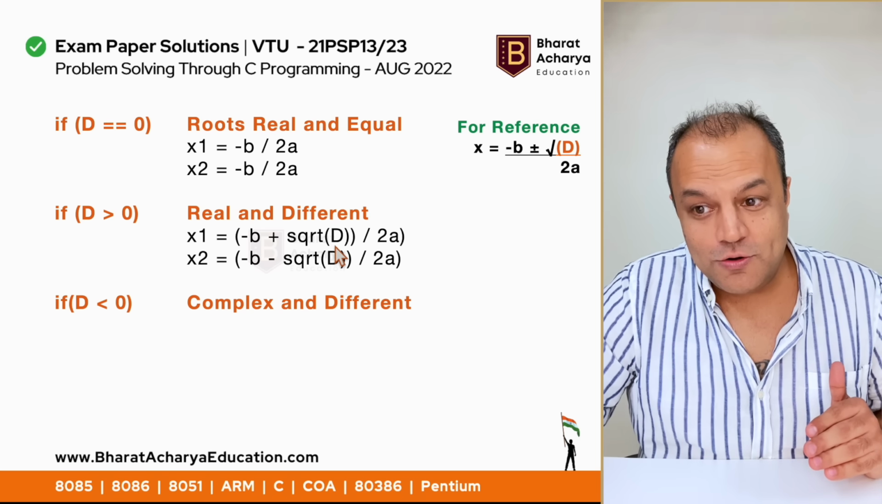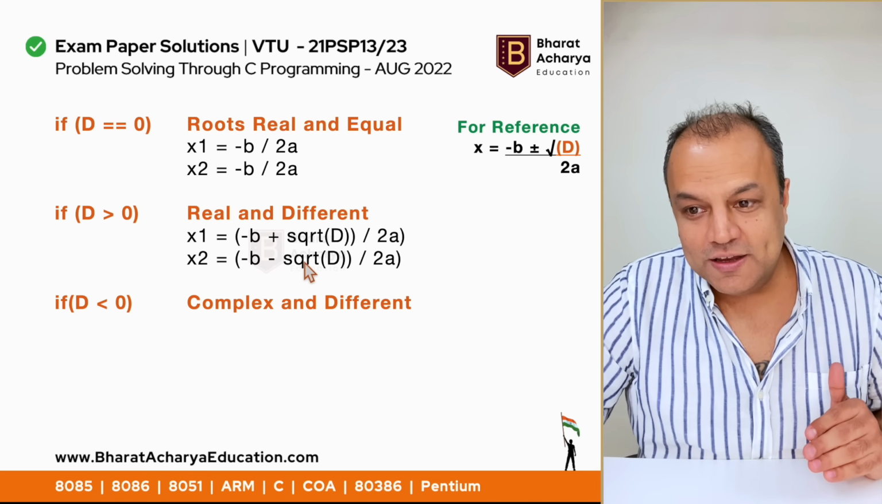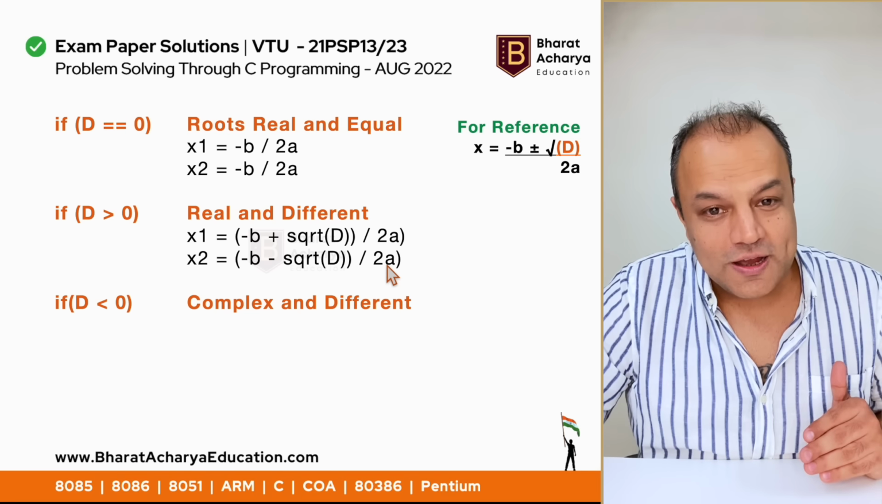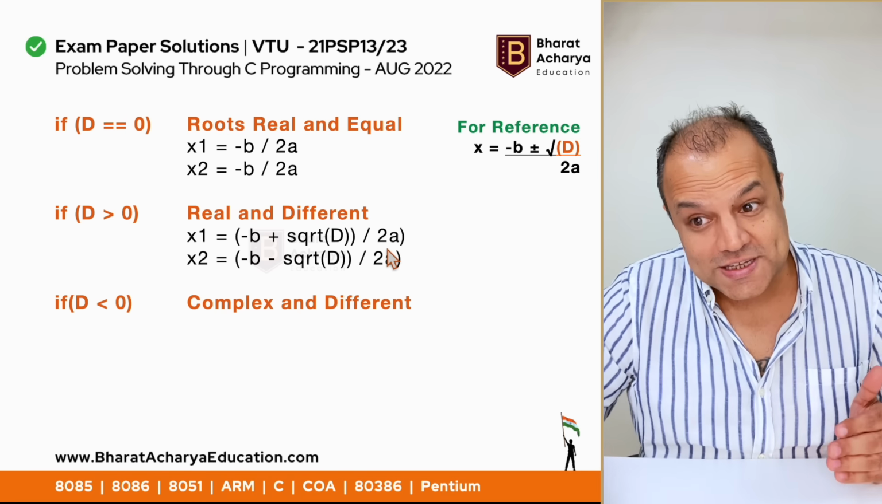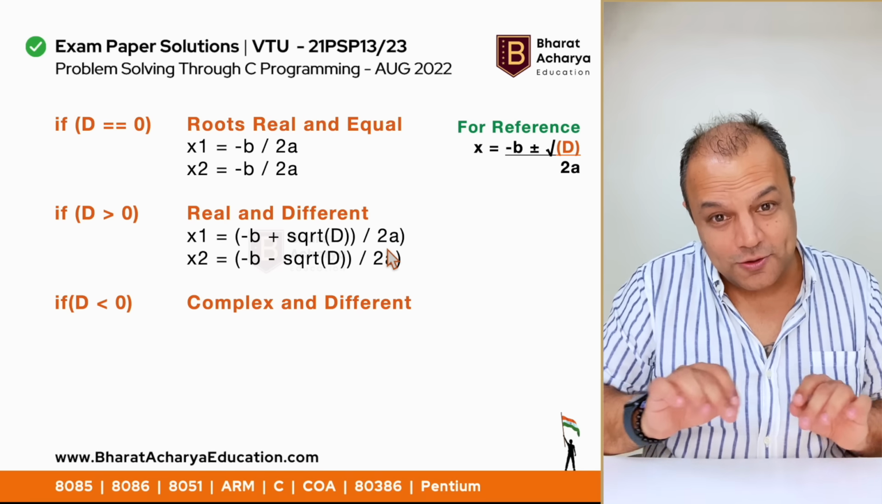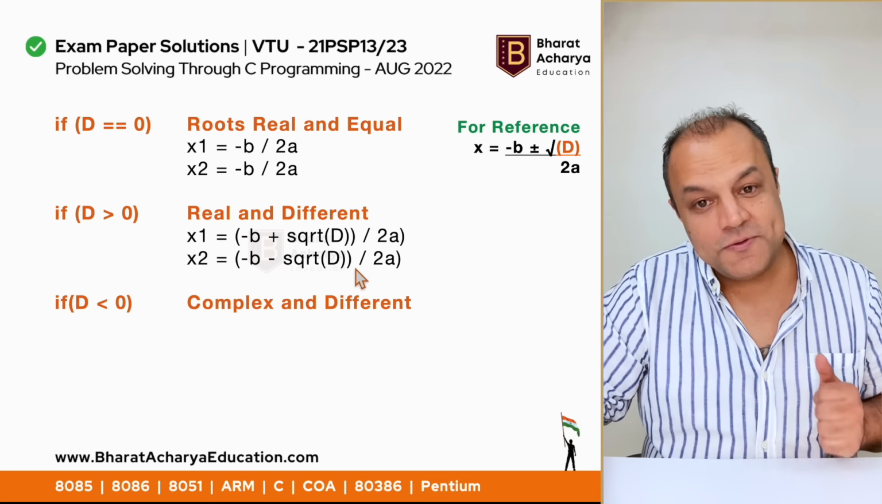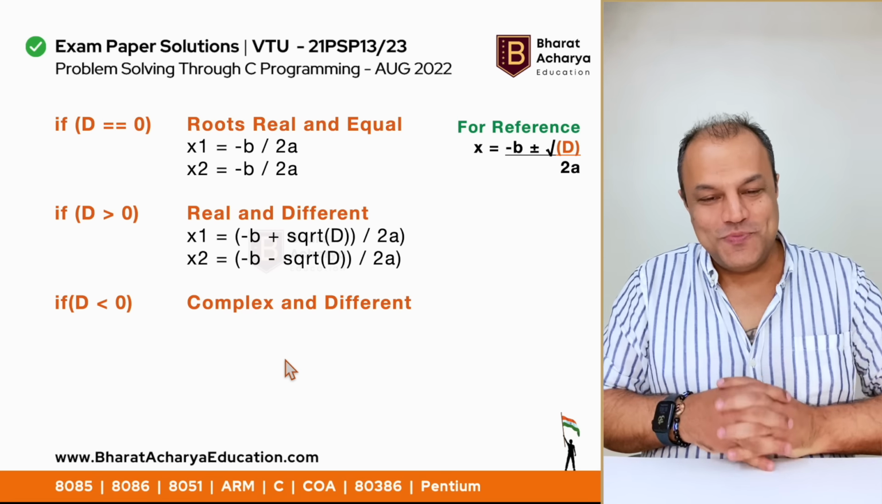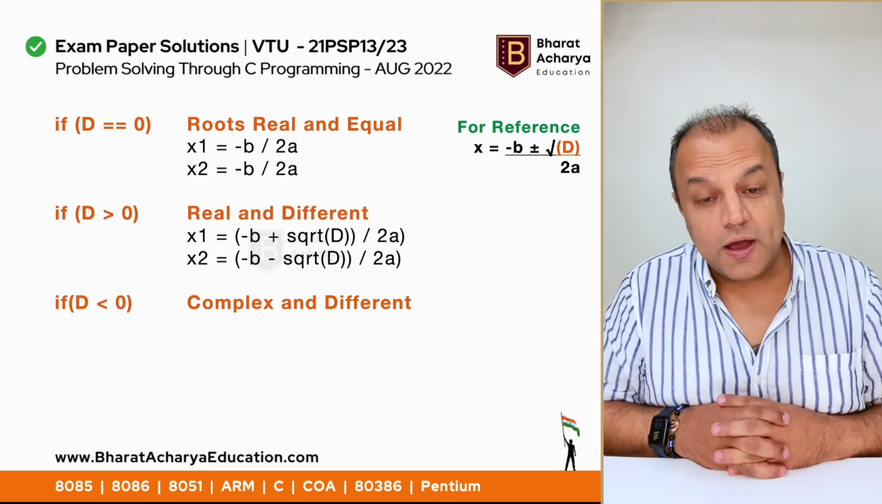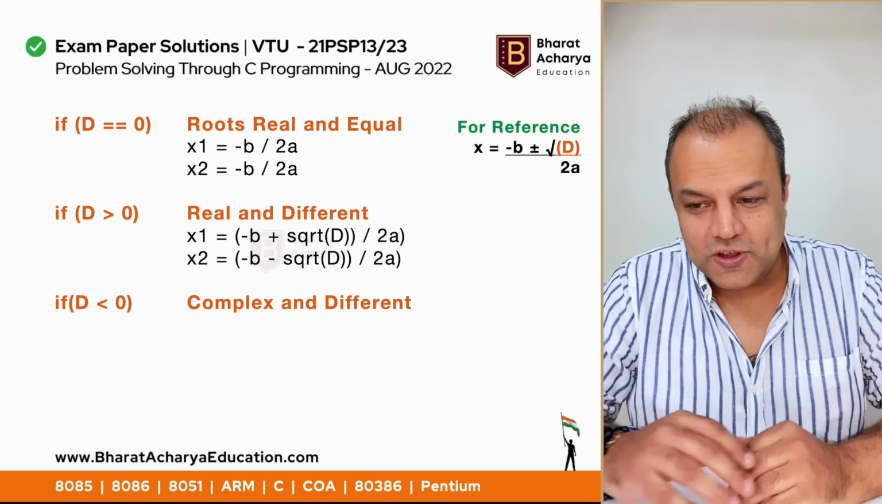Minus b plus square root of d, the whole thing upon 2a. Minus b minus square root of d, the whole thing upon 2a. Are you clear? These are proper C statements. This is the statement you'll be writing in your program, just a semicolon at the end. Did you understand? So, this is when d is positive and your roots are real.